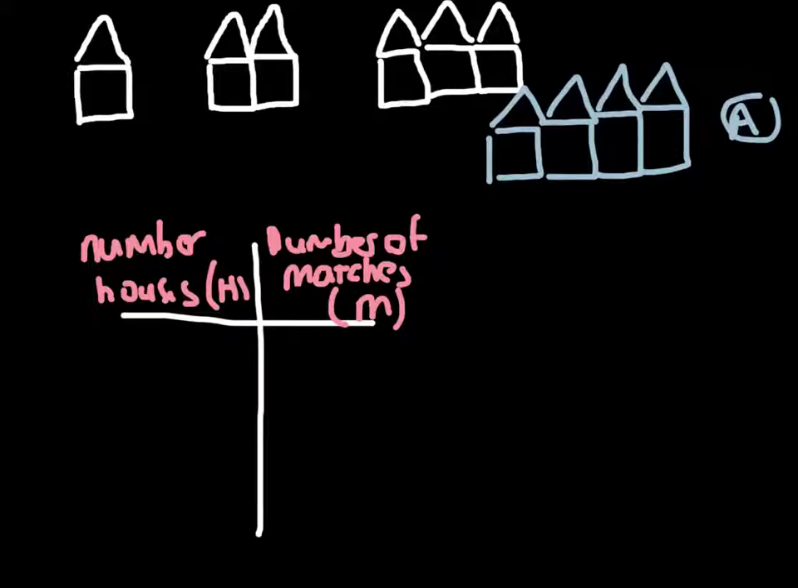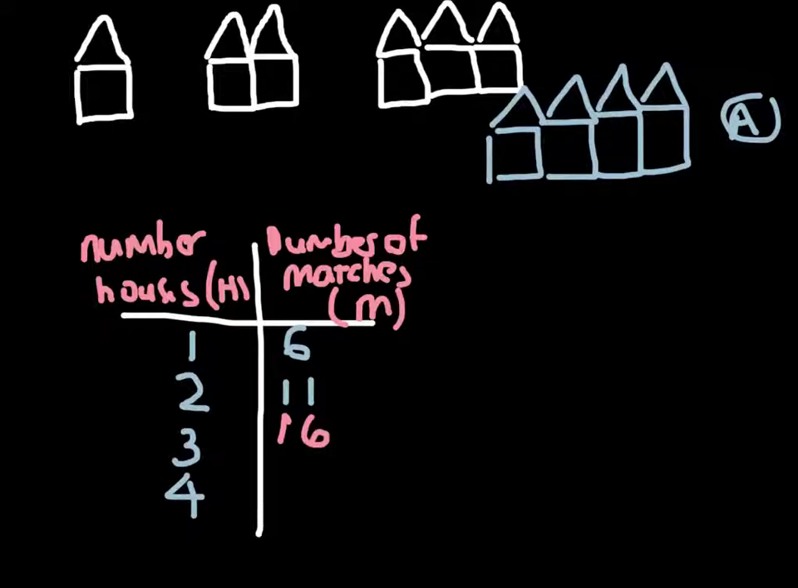Next one, complete the table. So I've got number of houses and I've got the number of matches, and it's given you the first 2, which is nice. Let's have a look. House number 1 has got 1, 2, 3, 4, 5, 6. That's where the 6 comes from. House number 2, 1, 2, 3, 4, 5, 6, 7, 8, 9, 10, 11. There's my 11. Number 3, well I know up to here is 11, don't I? 12, 13, 14, 15, 16. So I'm going to put a 16 in there.